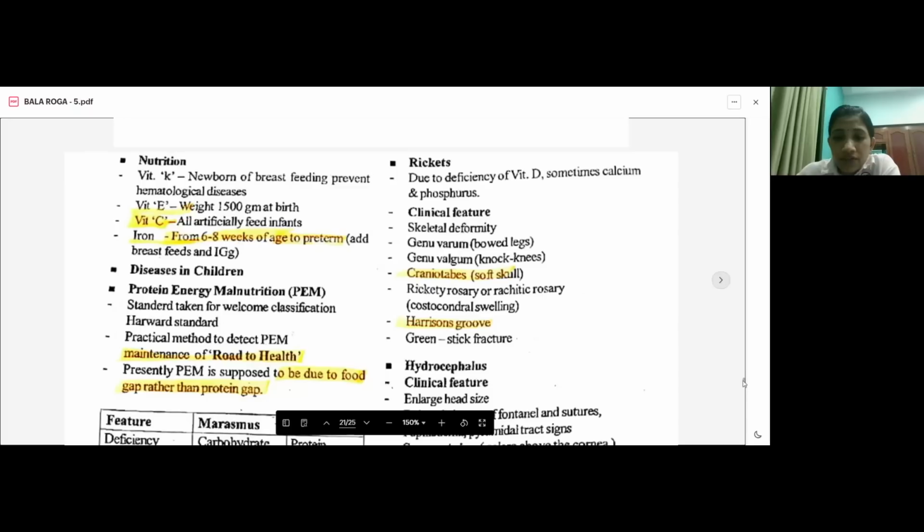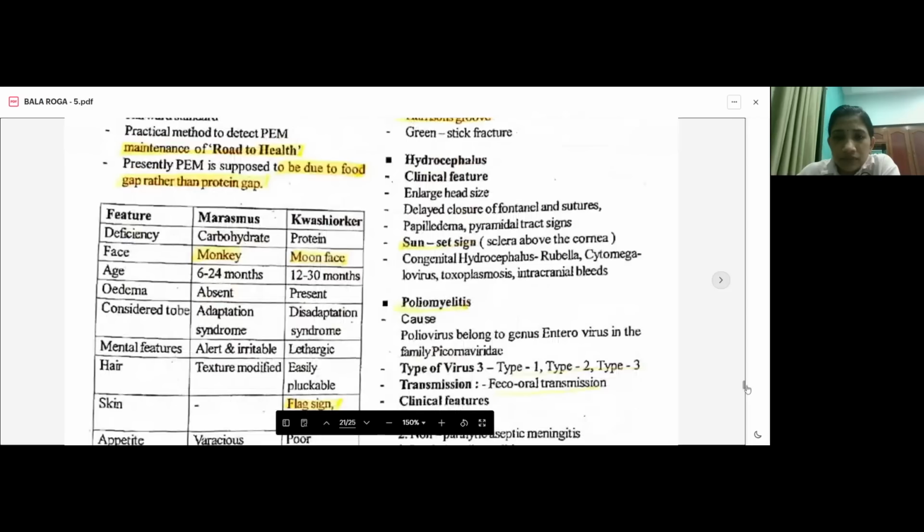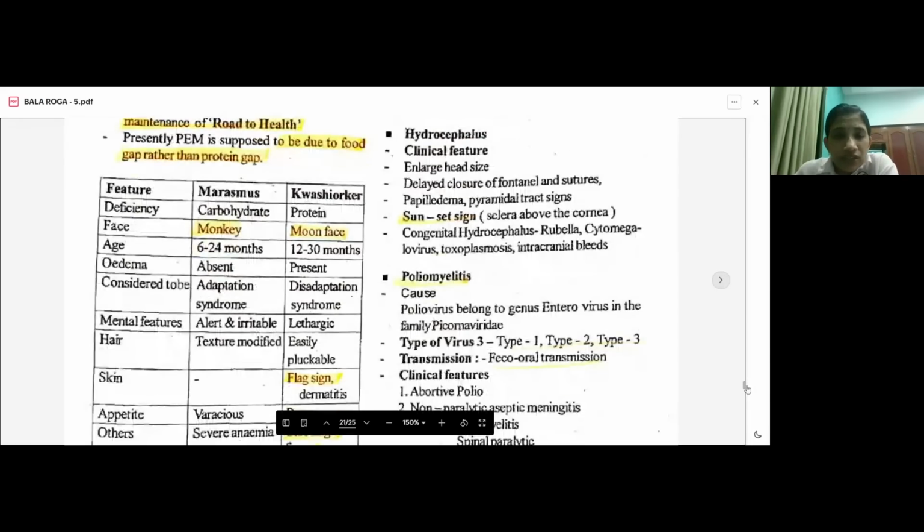The next is hydrocephalus. The clinical feature is enlarged head size. And the main thing you have to remember here is the sunset sign. In hydrocephalus, which is the sign? Sunset sign, which means the sclera is above the cornea. And also, congenital hydrocephalus is associated with rubella, cytomegalovirus, toxoplasmosis and intracranial bleeds. So in hydrocephalus, the sunset sign is present, that means the sclera above the cornea.